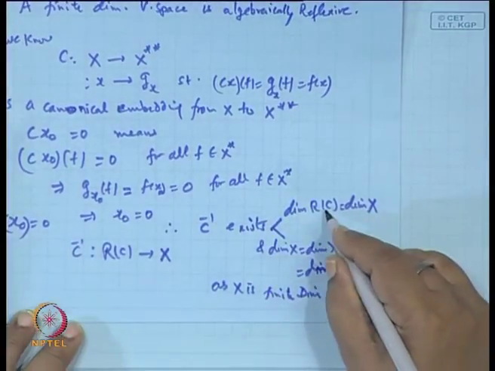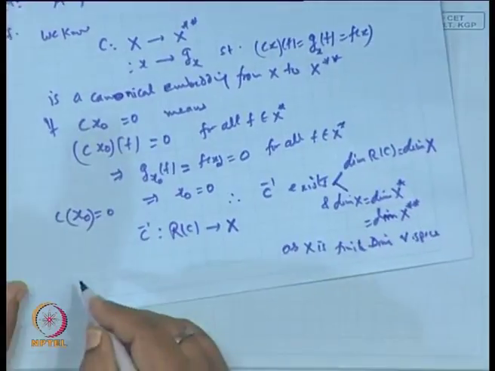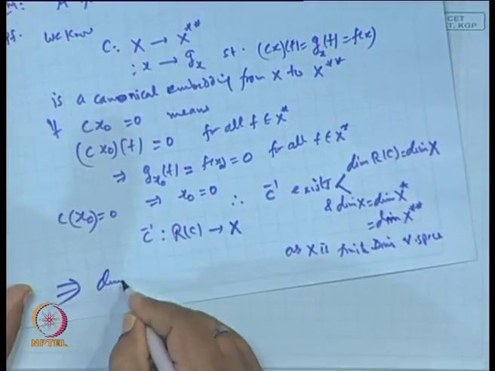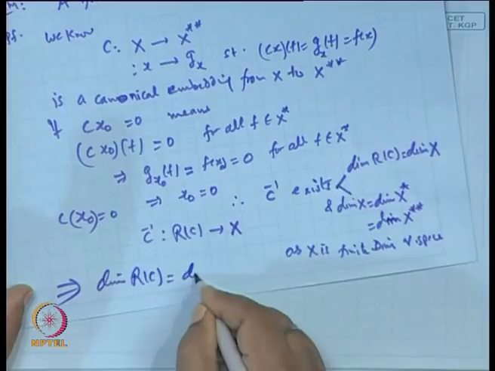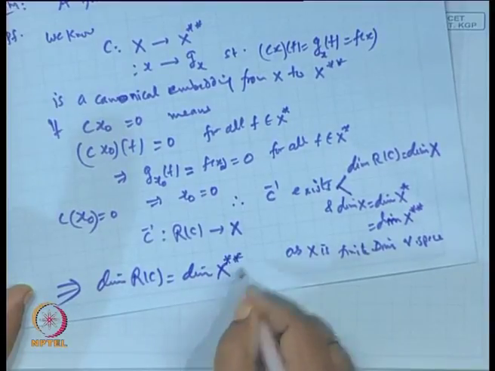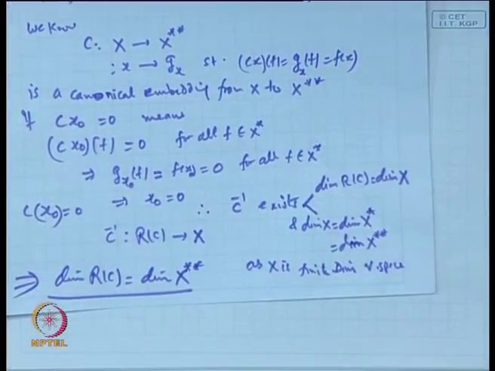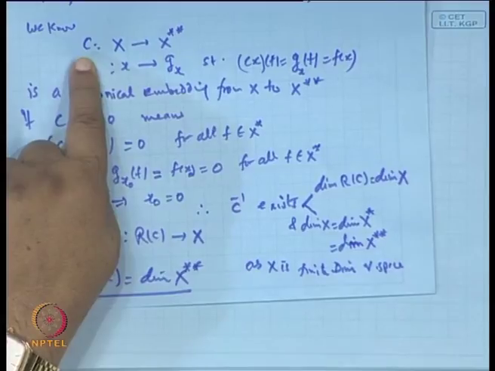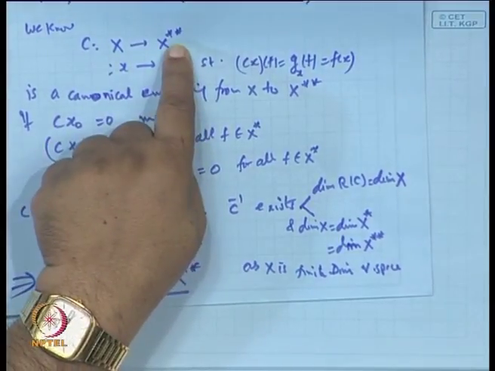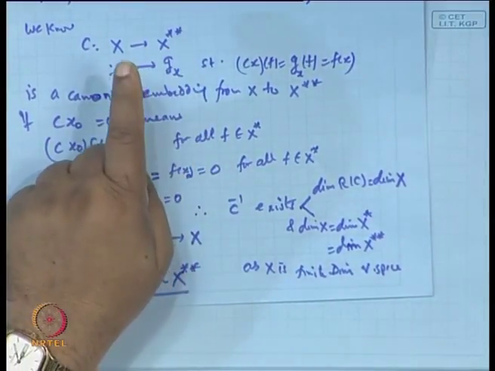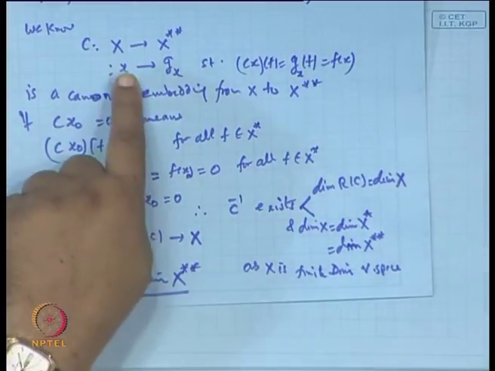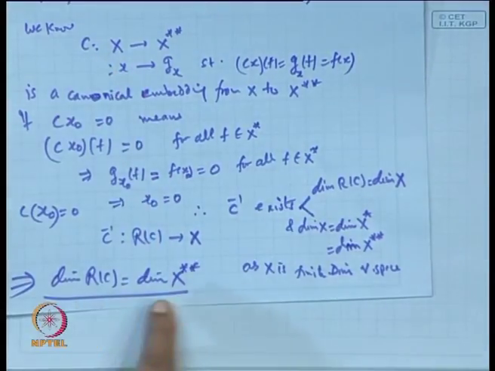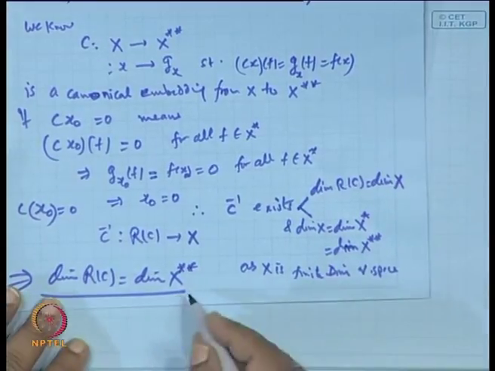Dimension of x is equal to the dimension of R(C). Therefore, from here, the dimension of R(C) is the same as the dimension of x star. Clear? So this shows that C, which is a mapping from x to x double star, is a one-to-one mapping, and it preserves the operation. Also the dimension of R(C) and the dimension of x star are the same, which is the same as the dimension of x.